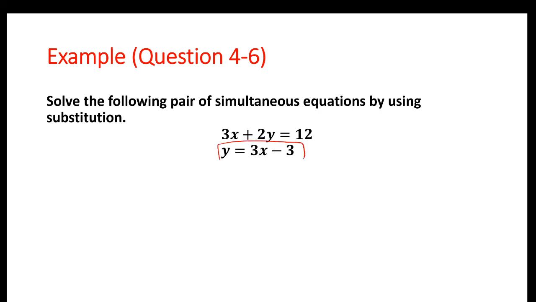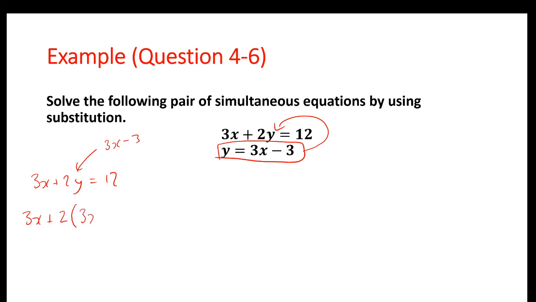What we're going to do is take this equation and replace it wherever I see a y. So I'm going to start off with 3x plus 2y is equal to 12. Wherever I see a y, I'm going to replace it with 3x minus 3, because I'm substituting it in, replacing the y with what it tells me to. So 3x plus, this time we've got 2 y's, and because y is equal to 3x minus 3, and I've got 2 of them, I'm going to write it like that, and that's equal to 12.